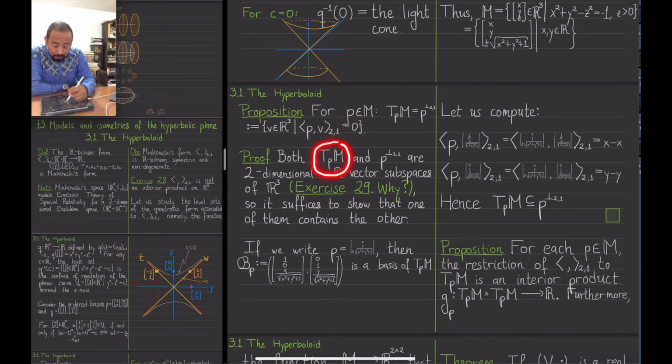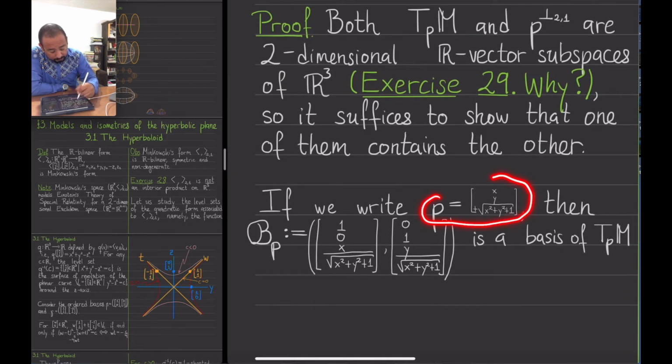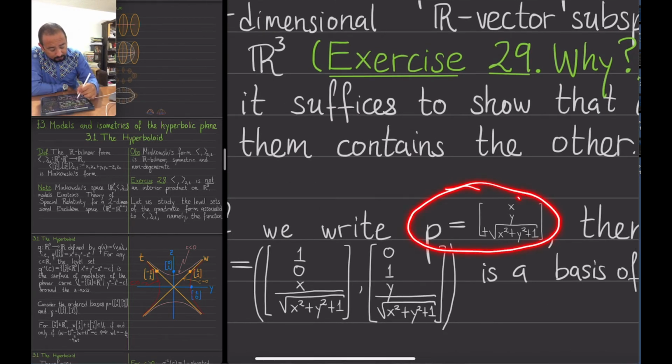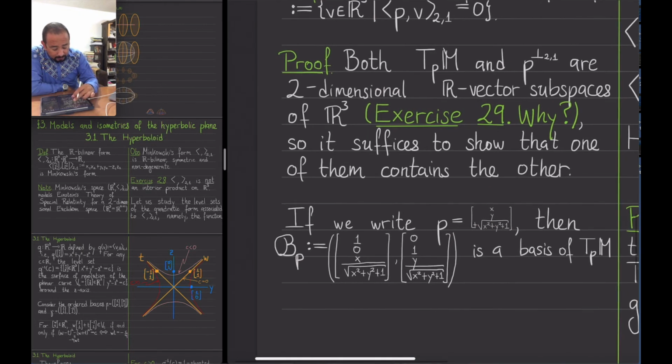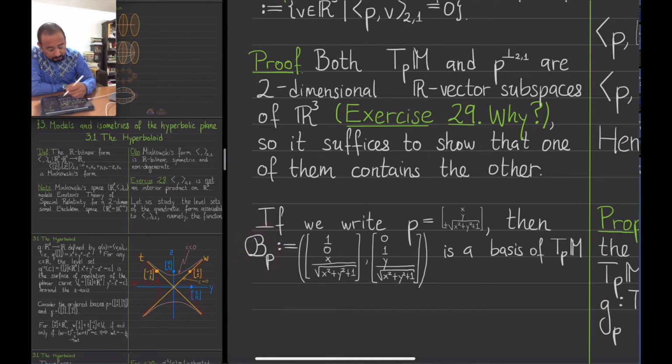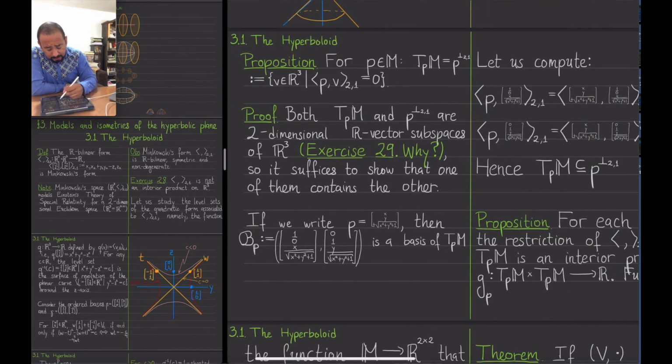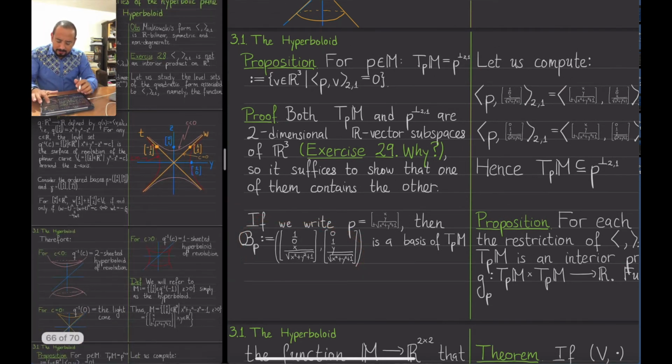But for this one, in Calc 3 we learned how to compute a basis for this space, even if we were not informed that we had learned it, because we learned how to take partial derivatives. So if we write our point this way, as a point in the graph of a function, as I said earlier, a basis is given by taking the partial derivatives: partial derivative with respect to x, partial derivative with respect to y. I leave it to you to think why. That's just Calc 3.